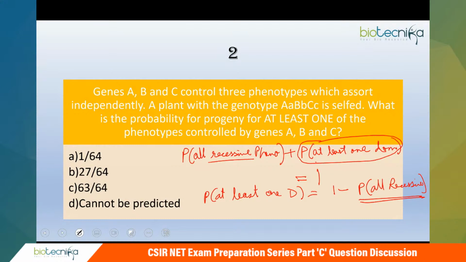Yes, anyone? What will be the genotype of all recessive? Absolutely correct, Lavanya. So what will be the genotype? The genotype of all recessive will be small a, small b, small c. Absolutely right. So what you have to do is find the probability of this genotype in this particular cross.